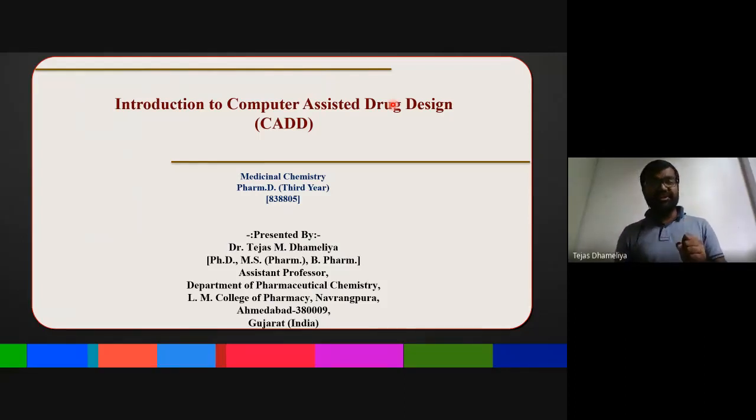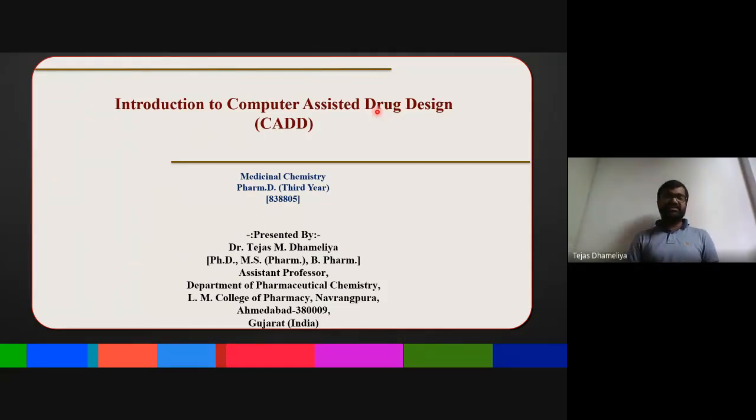Why? Because traditional drug design involves many traditional methods, and these traditional methods are very costly. Especially for our country, India, which is a developing country, we cannot afford so much money as the cost of the drug discovery program. So it is necessary that we reduce the cost, right? And to reduce the cost, computer-aided drug design is one of the best techniques.